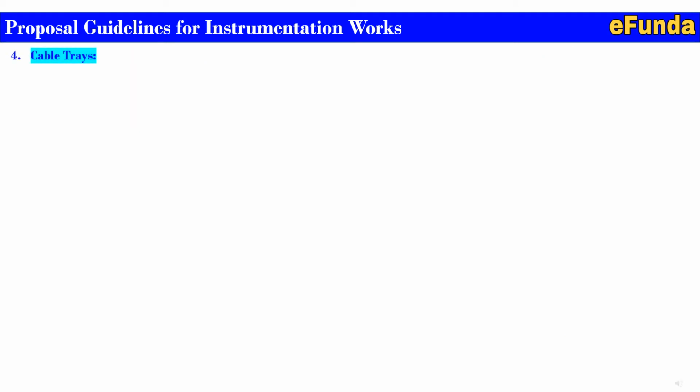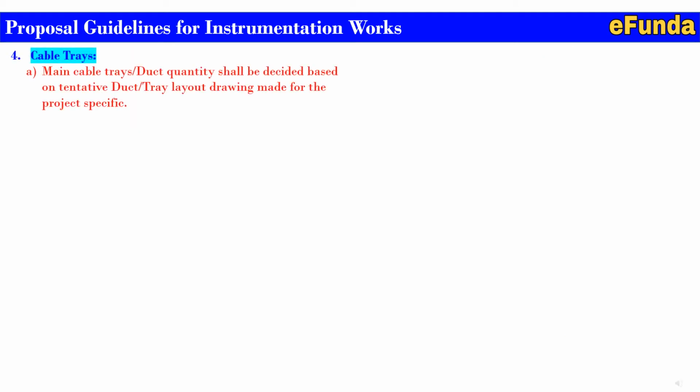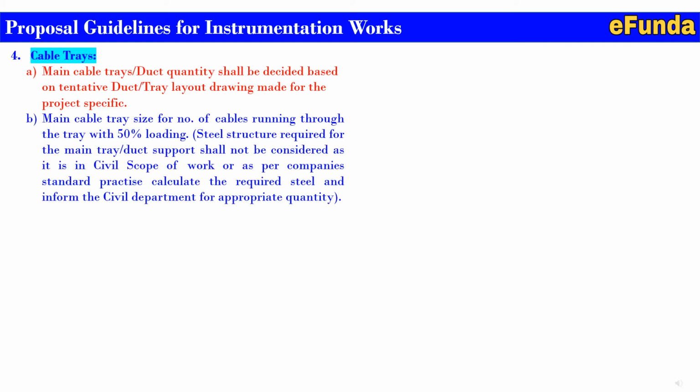Fourth, cable trays. A. Main cable tray or duct quantity shall be decided based on the tentative duct tray layout drawing made particularly for this project-specific scope during FEED. B. Main cable tray size for the number of cables running through the tray with 50% loading. That means 50% of the load will be considered for the laying of the main cable and the remaining 50% will be kept as a spare.